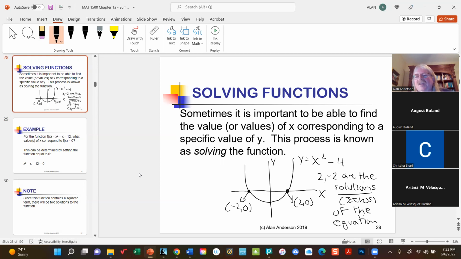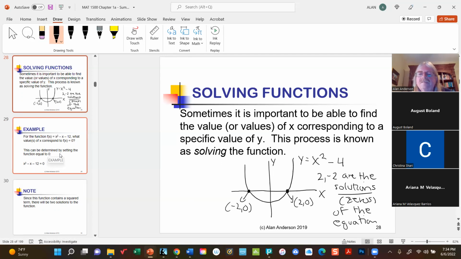Now, I made up a simple example, so I already knew that the values were 2 and negative 2, but we often have to go through a fairly complex process to solve for a function, especially when we get to the higher ordered expressions like x cubed or x to the fourth. But for these simple cases, it's not that difficult to solve for the function. But what we're actually trying to do, remember, is find the points where the function causes y to equal 0. And we'll see later on that this is very important in the area called optimization, where we're trying to find, for example, the maximum or the minimum value of a function.